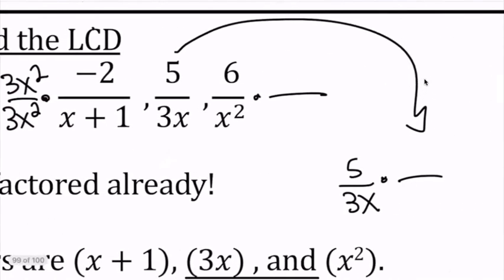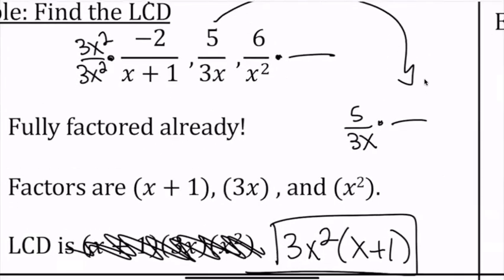Let's try that again with this fraction over here. So this one has an x squared. If I look here, it's missing a 3. And it's missing this x plus 1.